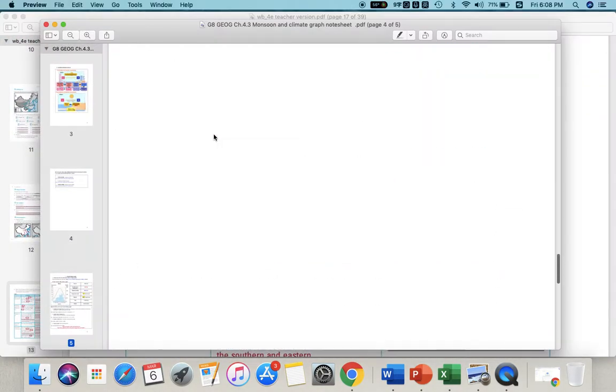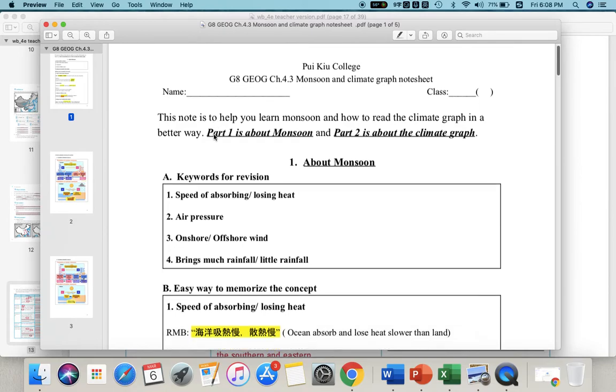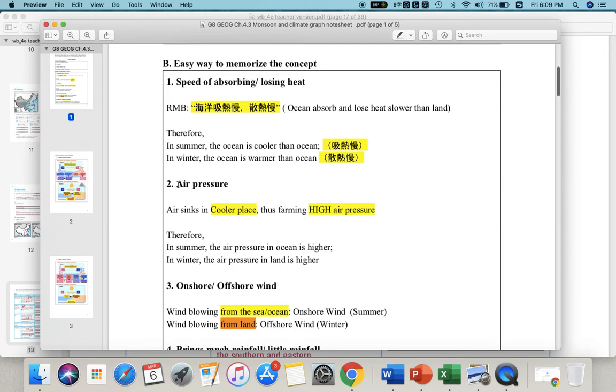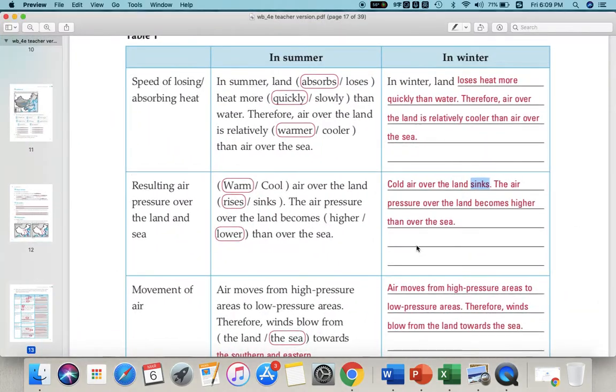So you can refer back to my note sheet that I uploaded before. For the air pressure, the air will sink in cooler places, which will result in a high air pressure. So for the same phenomenon, you could match back to here. So the cold air will sink on the land because it lost heat quickly, and then the air pressure will become higher. Many students got some mistakes in this part.